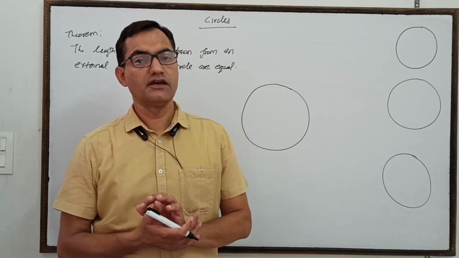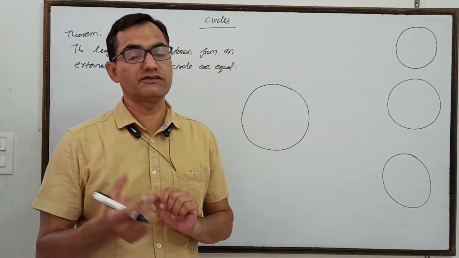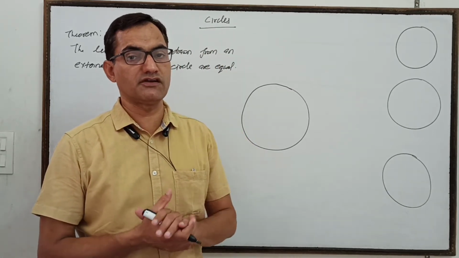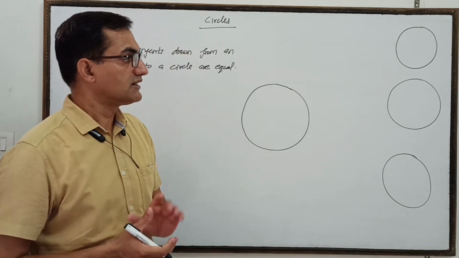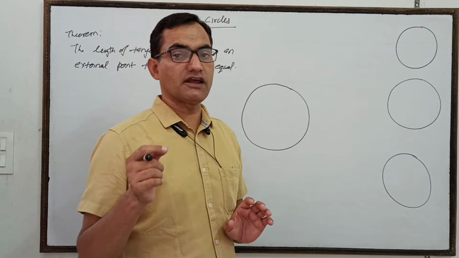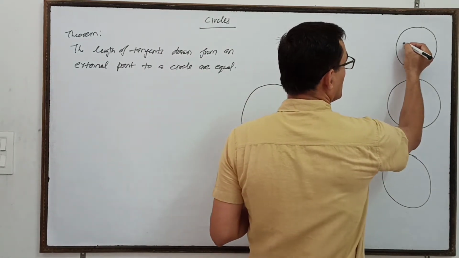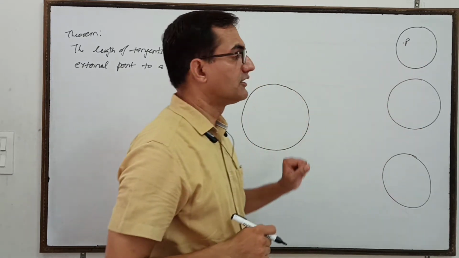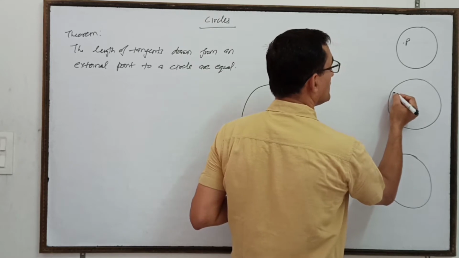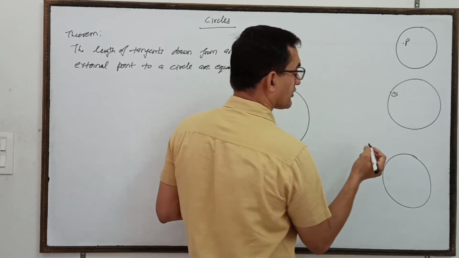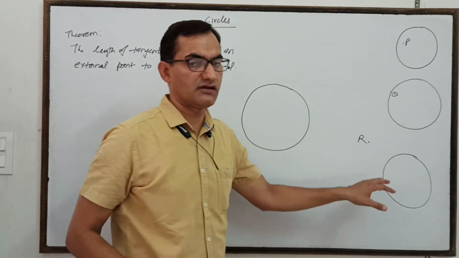Hello students, in today's lecture we will be dealing with the concept of the length of the tangent, or the number of tangents we can draw to a circle from a point. Let's see how many tangents we can draw from a point if that point is in the interior of the circle, or if it is on the circle, or if it is in the exterior of the circle.